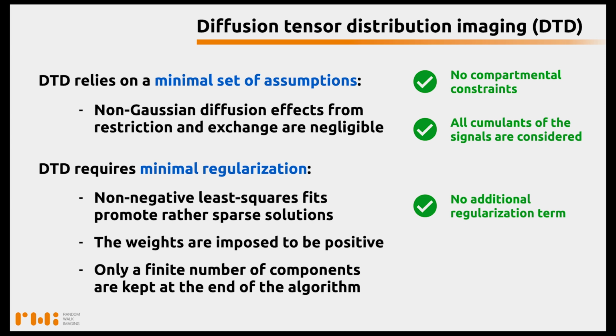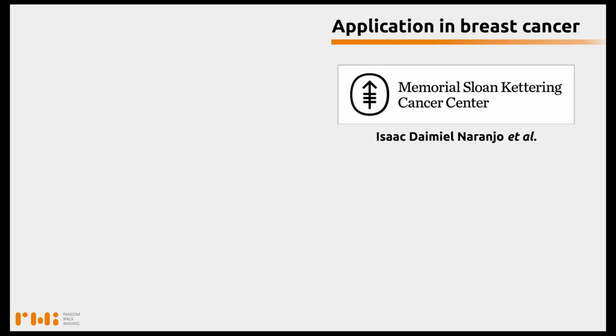Finally, only a finite number of components are kept at the end of the algorithm. That was the Nout parameter I mentioned previously, and as I said, this number is kept pretty high to avoid any inconvenience. Let's look at an application of the DTD algorithm in breast cancer.